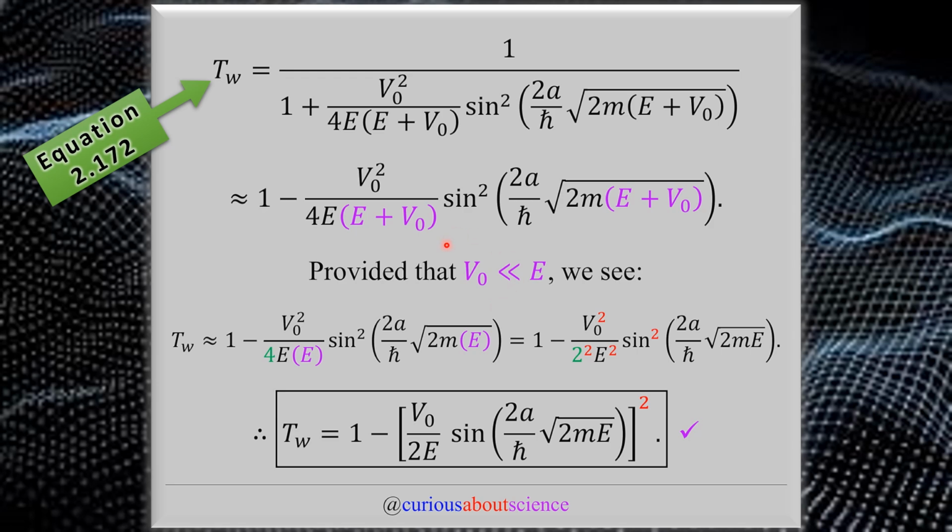But with that, we see that we're left with just E down here and E inside there. Now, when we clean it up, we get a V naught squared. A 4 goes to 2 squared. This E and this E go to E squared, sine squared again. We clean up the argument of the sine, and we see that once again, we get something that looks like just what we had shown.